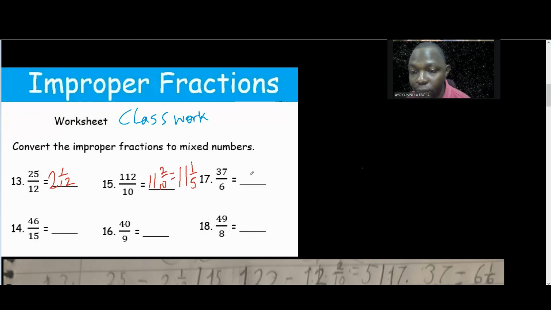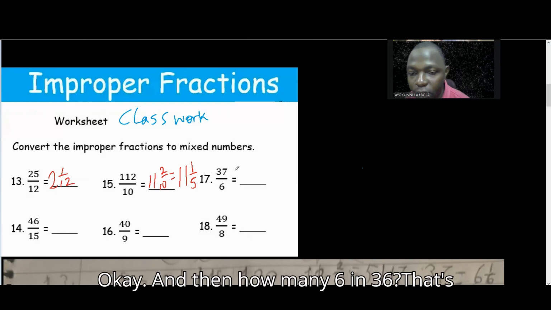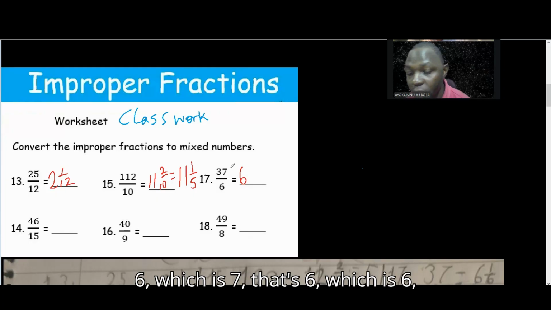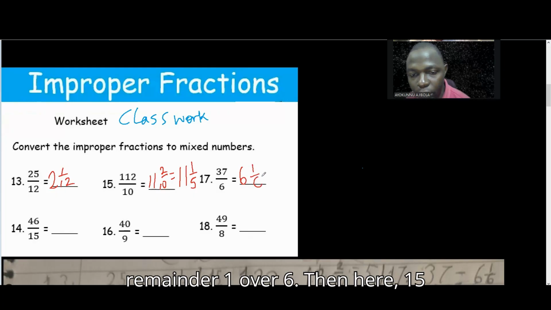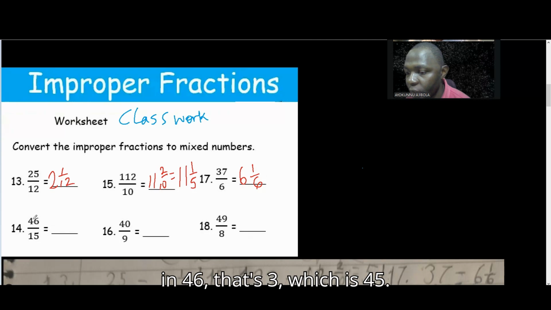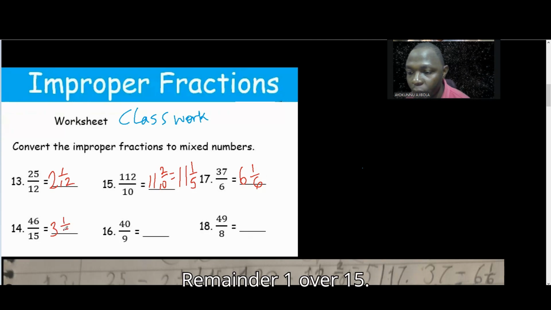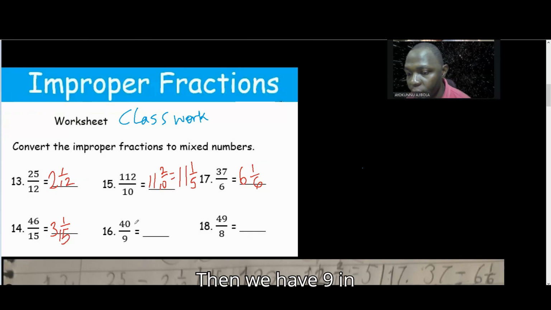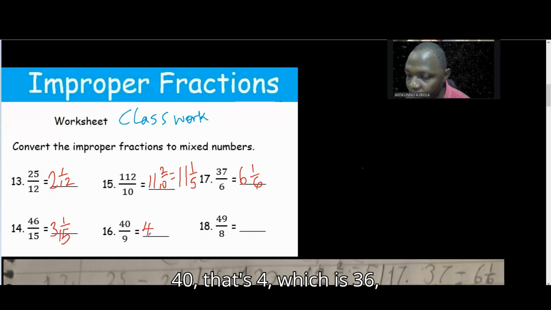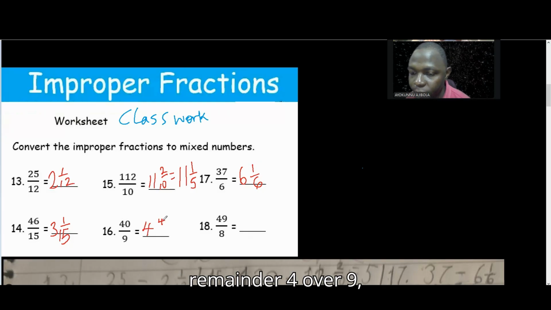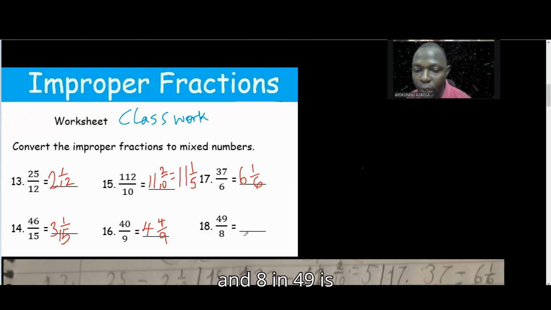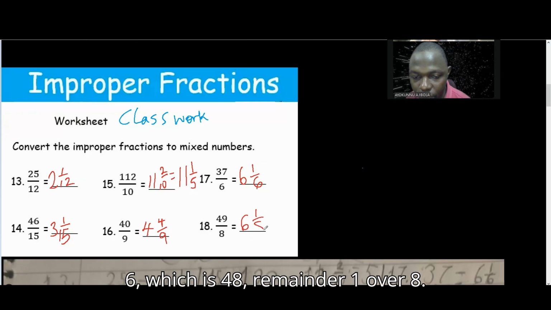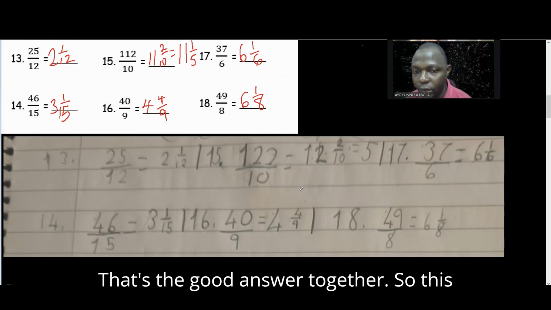Then how many 6s in 37? That's 6, which is 36. Remainder 1 over 6. Then here, 15 in 46, that's 3, which is 45. Remainder 1 over 15. Then we have 9 in 40, that's 4, which is 36. Remainder 4 over 9. And 8 in 49 is 6, which is 48. Remainder 1 over 8. Let's look at the answers together.